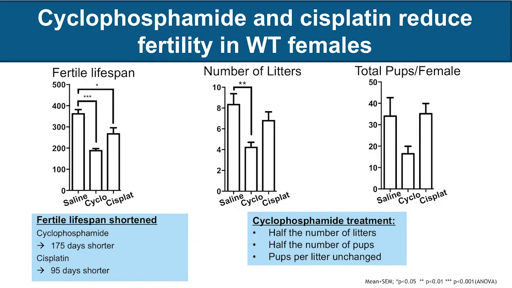And this slide here shows you the data for the wild-type females and just a couple of the parameters. And what you can see is that the fertile lifespan is shortened in the cyclophosphamide and cisplatin treated female mice. So it's around 175 days shorter after cyclophosphamide, which is about half the normal expected lifespan, and about 95 days shorter after cisplatin. There's also a reduction in the number of litters and pups after cyclophosphamide, but this is not so obvious with the cisplatin treatment.